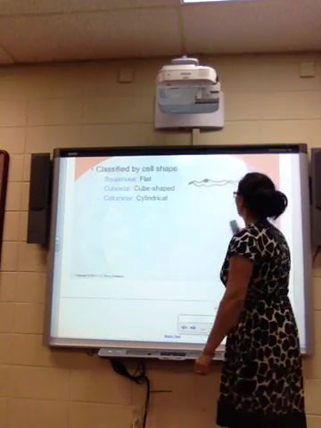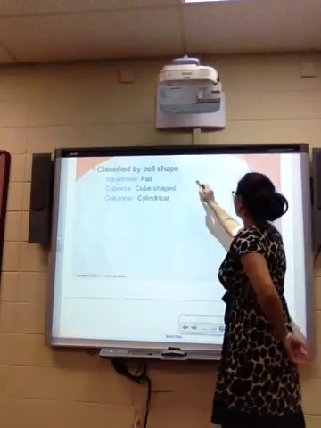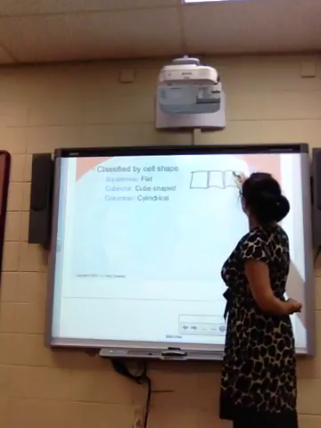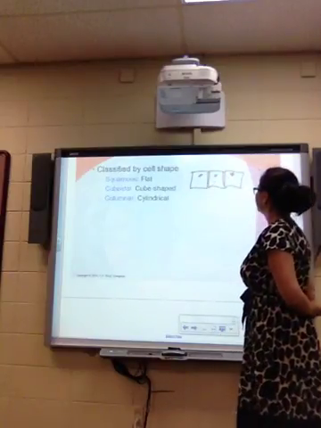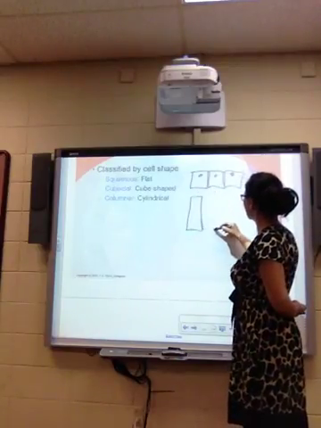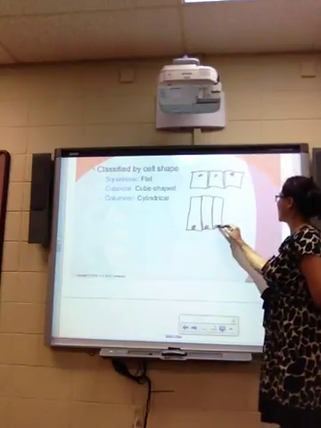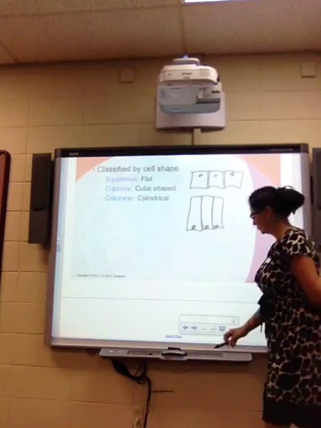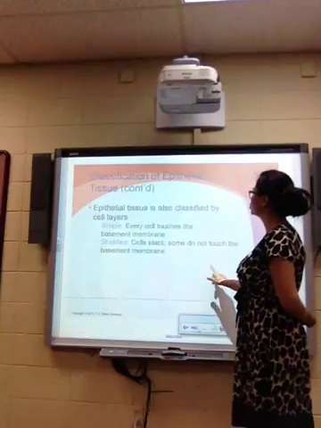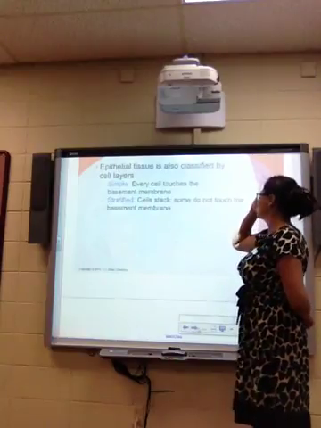You also have what are called cuboidal cells. And just like they sound, they are cube-shaped. Columnar cells look like cylinders or upstanding rectangles, and their nuclei are always way down at the bottom. You'll see these in something that secretes, so you'll see them in lots of glands. Now your epithelial also has what are called layers.